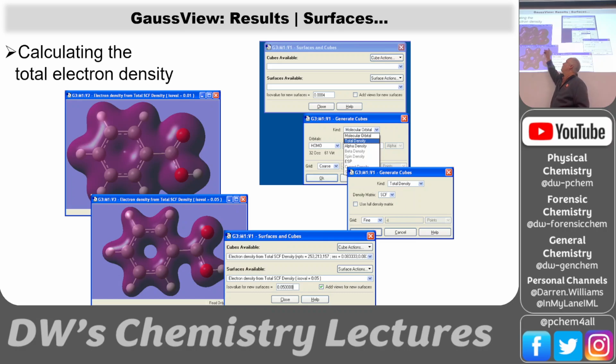So if I made it 0.1, it'd be even smaller. So 90% would be closer. So if we wanted to go to 100%, it would just be out to infinity. Okay, so we don't want to do that. But 0.01, so the 99% surface, is a good one to choose.